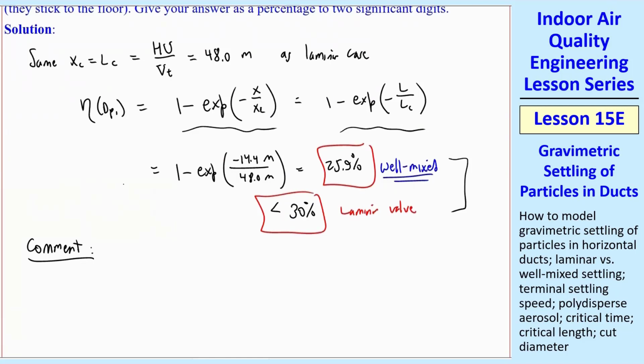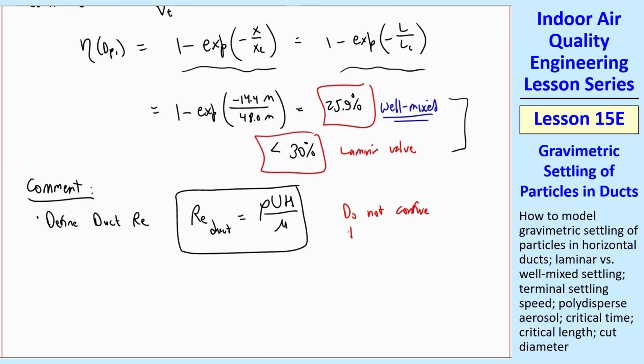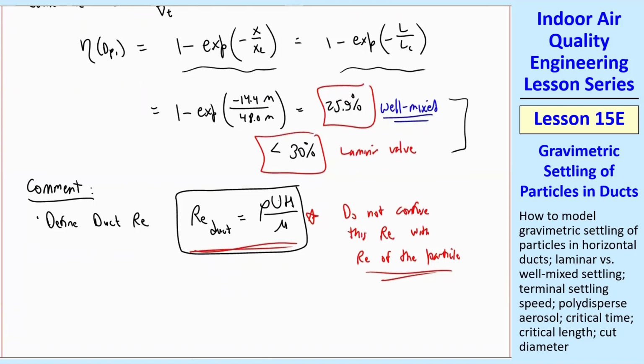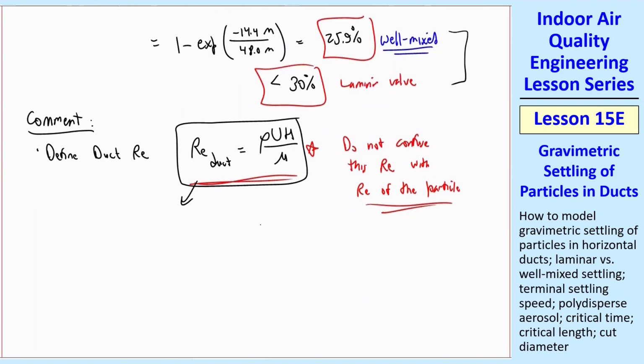Just one quick comment. We can define a duct Reynolds number. Re duct is rho U H over mu. And my comment is, do not confuse this Re with the Re of the particle. These are two different Reynolds numbers. This one's a lot bigger, of course, because we're using a capital H instead of a dP. And we're using a U, which is typically much bigger than VT. This is the same Reynolds number we use for pipe flow and channel flow in our fluid mechanics course.